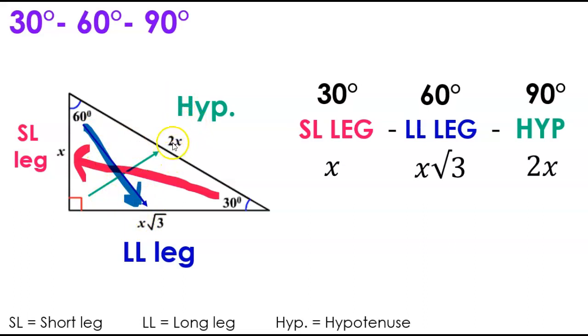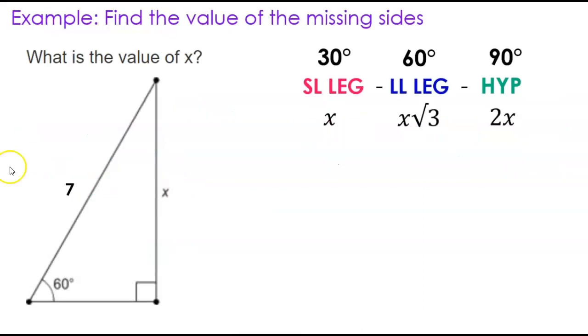The ratios for the 30, 60, 90 are x, x square root of 3, 2x. We're going to do the same process where we label our sides, short leg, long leg, hypotenuse, and identify what side we're given. So let's look at an example. What is the value of x? So we're trying to find the value of this side here.